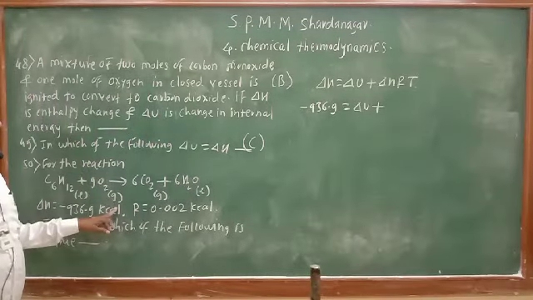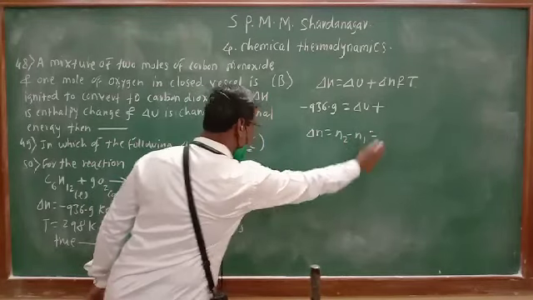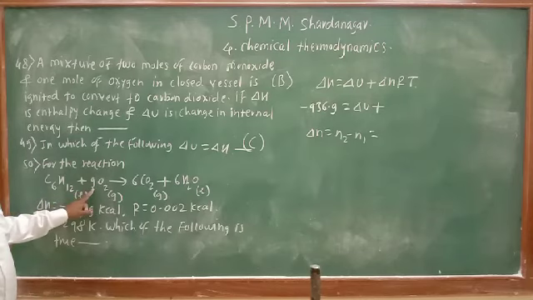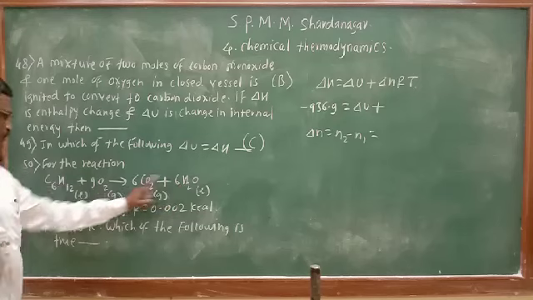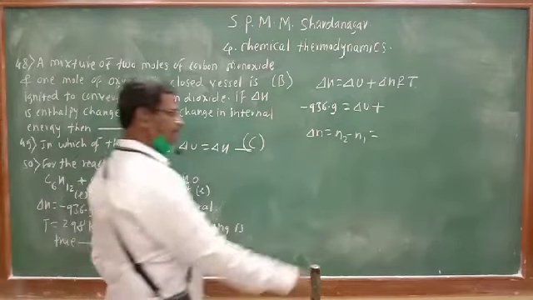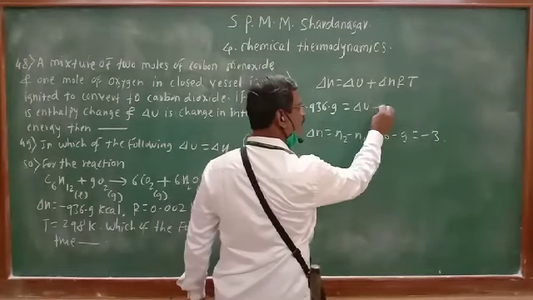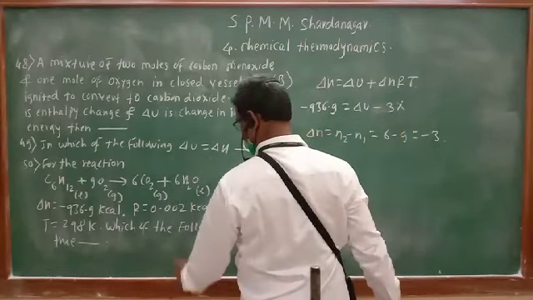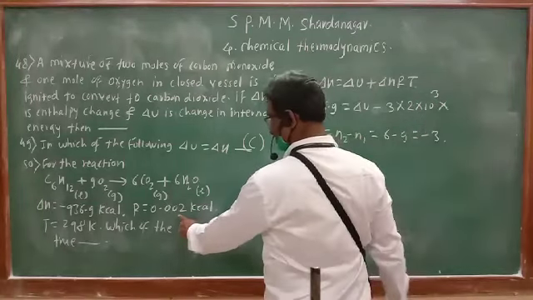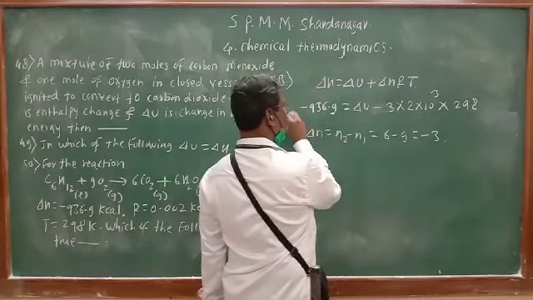What is delta n? How to calculate delta n? We know delta n is equal to n2 minus n1 in the gaseous state. Here 6 minus 9. This 6 we don't have to consider, and this one also we don't have to consider, because they are liquids. So 6 minus 9 is equal to minus 3. So delta n is minus 3, R is 2 into 10 raised to minus 3, temperature 298. So this is the answer.